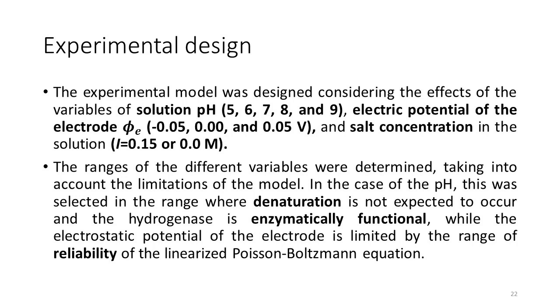Also, for example, in the case of the pH, it was very important for me to avoid the denaturation of the protein. And the range of 5 to 9 was the range where it was previously known that hydrogenases can survive. Well, they can maintain their catalytic activity. So for me, it was very important to maintain an active enzyme on the surface of the electrode, because then I want to use hydrogenases for the production of hydrogen.